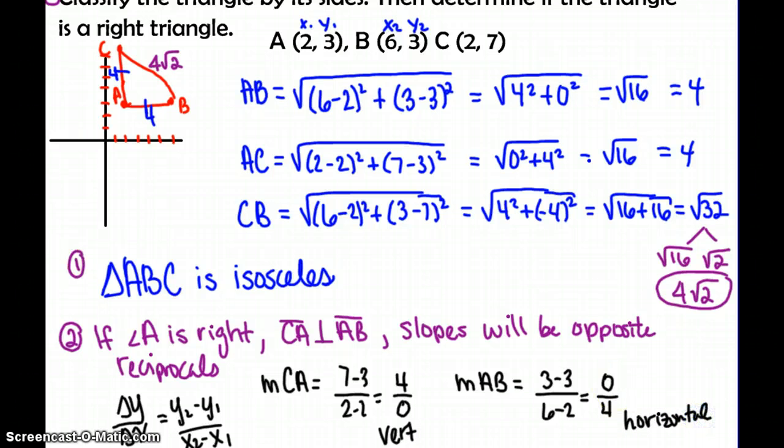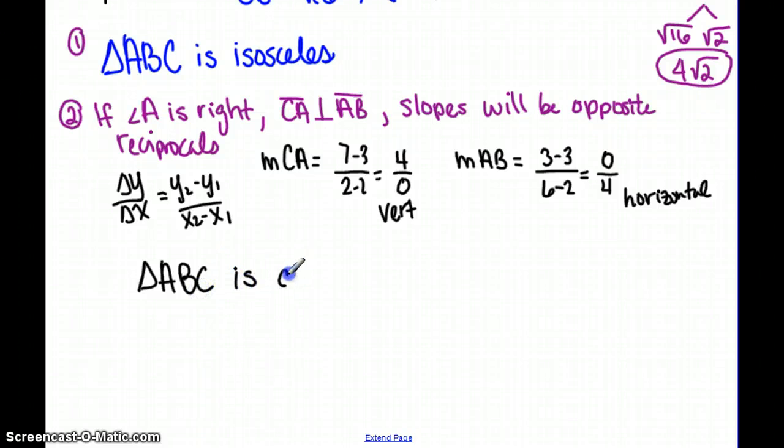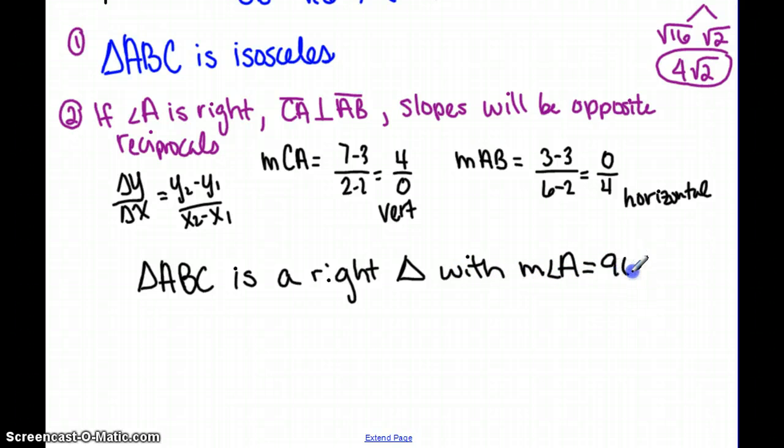So this is in fact a right triangle. And this is the stuff that backs it up. I can't just say yes because the picture looks like it. I have to back it up mathematically. So triangle ABC is a right triangle, with the measure of angle A equaling 90 degrees.